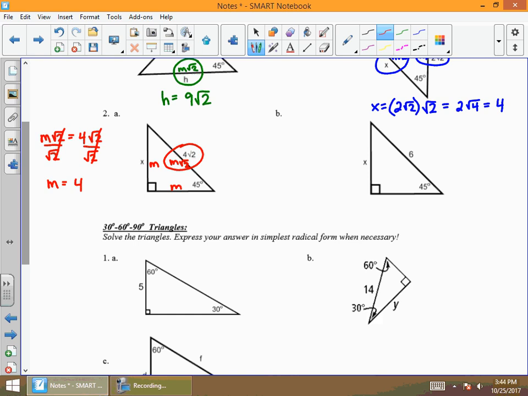So what do I want to find? Well, I want to find this. I want to find x. Well, what does x equal? x equals the m value, and m is 4. So x equals 4. Another 45, 45. So m, the legs. m radical 2 is the hypotenuse. There's my number. So my little equation off to the side is m radical 2 is equal to 6.